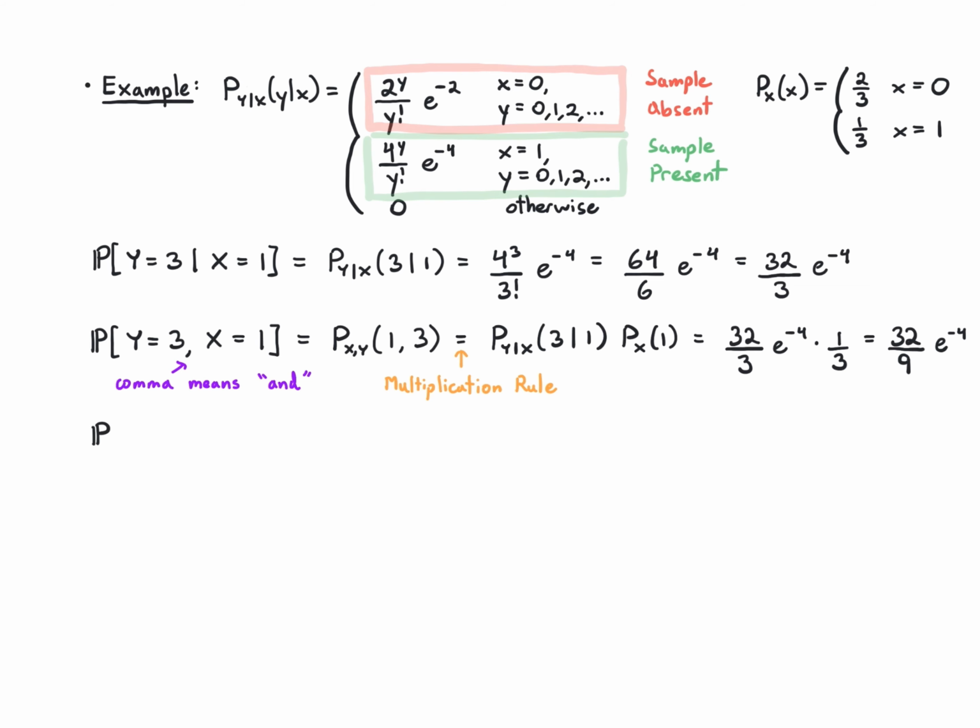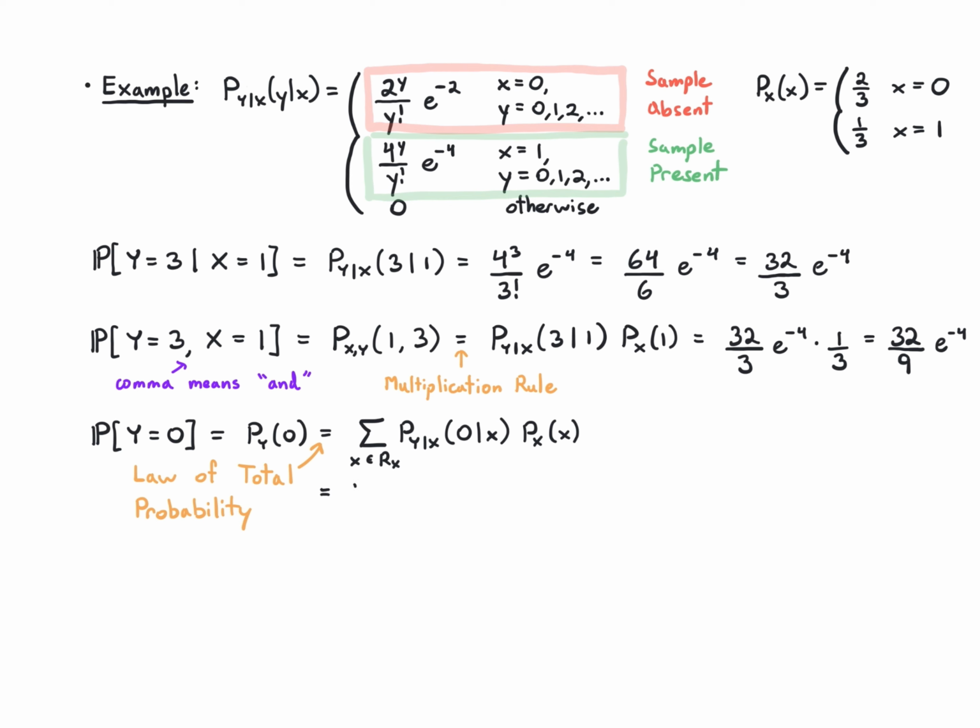Finally, what's the probability that y is equal to 0? Well, normally we would just plug into the marginal of y, 0. We don't have the marginal of y. So what we can do is use the law of total probability. And what that lets us do is sum over the undesired random variable. Here that's x, and we're summing up over the range of x. And we're using the multiplication rule inside. So I have the probability of y evaluated at 0 given x times the marginal of x. In this case, x can be 0 or 1, so I just plug in those values. So I have the PMF at 0, and then the PMF at 1.